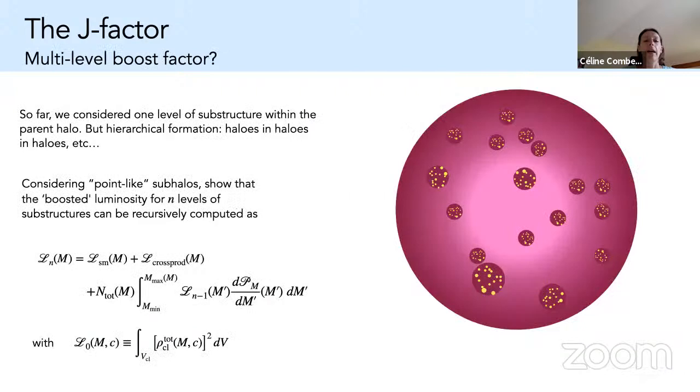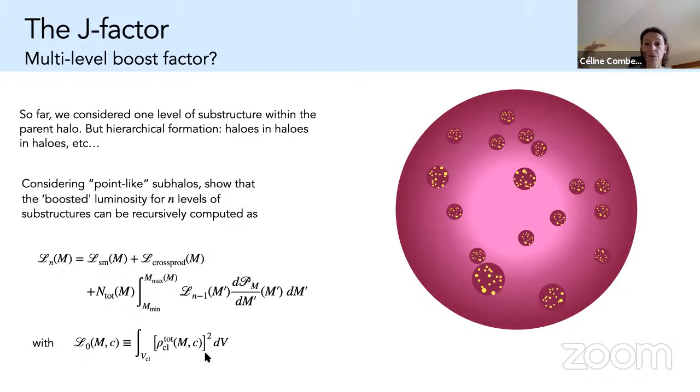Okay, and the last bit, I'm going to go very quickly here. So far, we had one level of substructure, but from the hierarchical structure formation, I do expect to have halos in halos in halos, so a multi-level substructure scenario. You can show, and I will leave that to you as well, that if you have n levels of substructure, the overall luminosity of this halo can be recursively computed this way, where you at some point need the luminosity of your subhalos at level n-1.